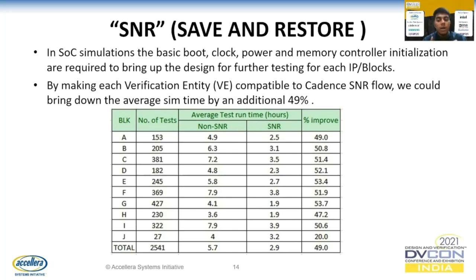So making the snapshot of the boot sequence the base and using it to run our tests resulted in saving 4 to 6 milliseconds of simulation time for each test, with an average of 2,500 tests in an SOC regression. We were able to reduce the turnaround time by 47 to 54%.